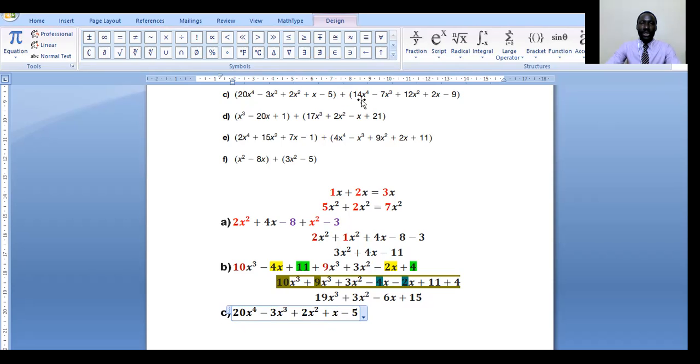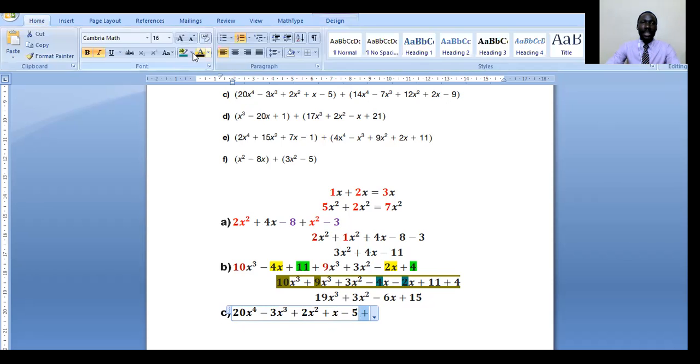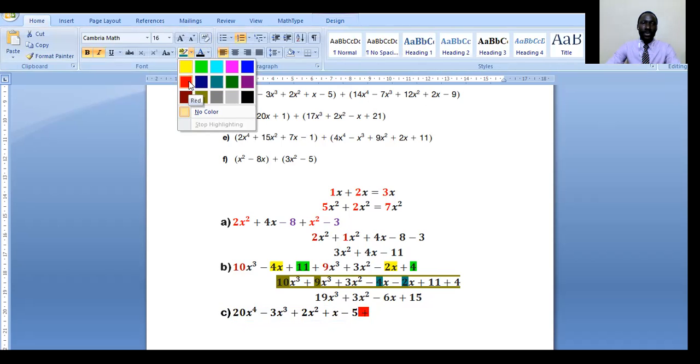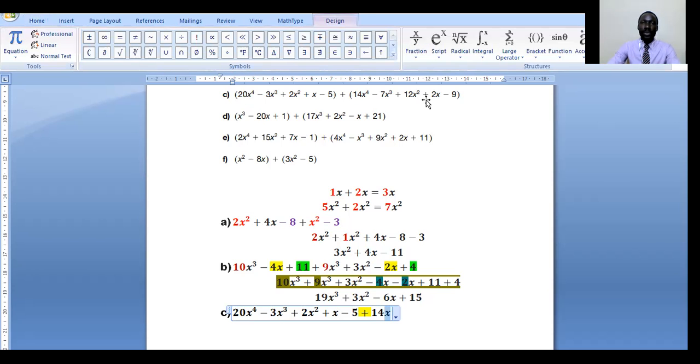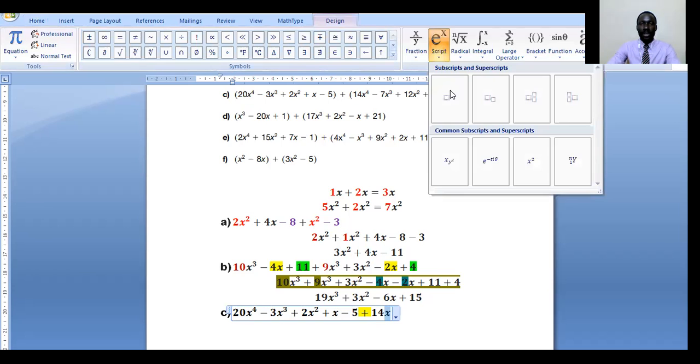We have to add this onto the second expression in the second bracket. So we are going to be having plus, that is for the addition. Let me even highlight it so that it's clearly indicated there that this is purely for addition, okay? Now we have to add this to 14x with exponent 4.